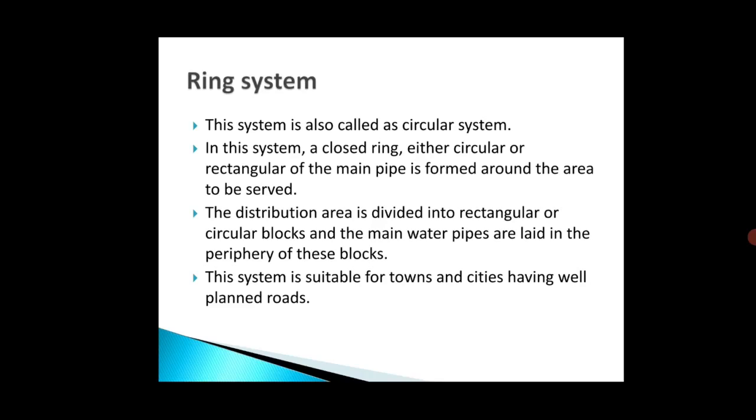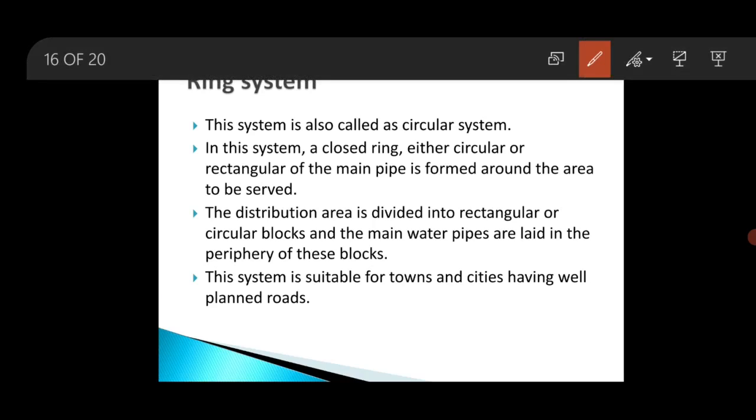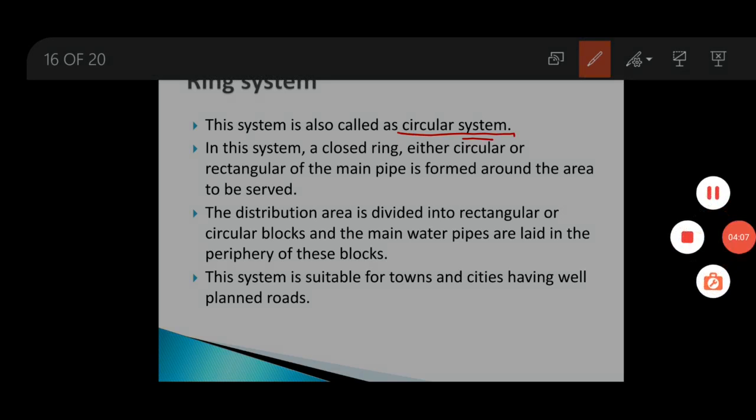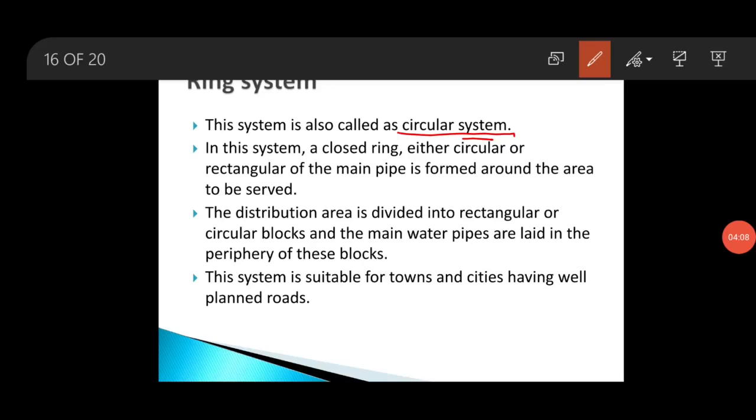Third one is the ring system. This system is also called the circular system. In this system, a closed ring, either circular or rectangular, of the main pipe is formed around the area to be served.